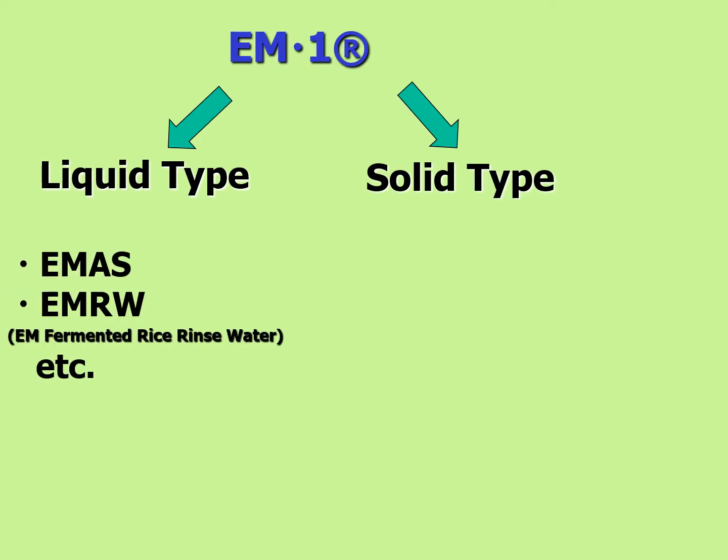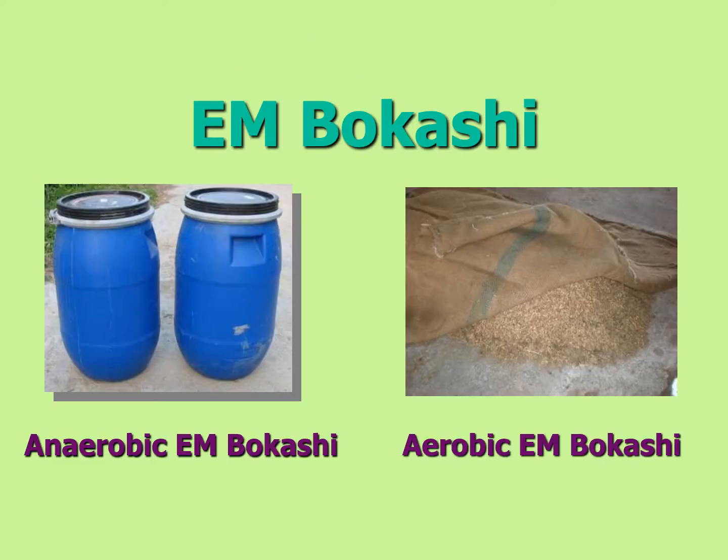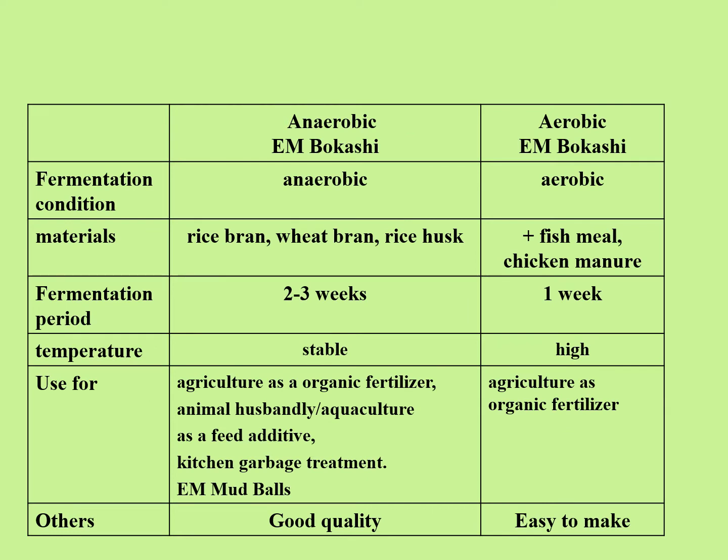Liquid type: EMAS, EMRV, EM fermented rice rinse water, and solid type: EM Bokashi anaerobic, EM Bokashi aerobic, EM compost, EM mothball. EM Bokashi: anaerobic EM Bokashi is made in containers and aerobic EM Bokashi is made like here, you can see. The differences between anaerobic and aerobic EM Bokashi.